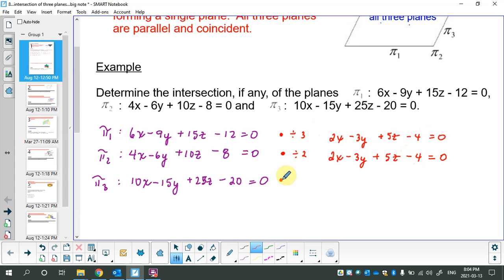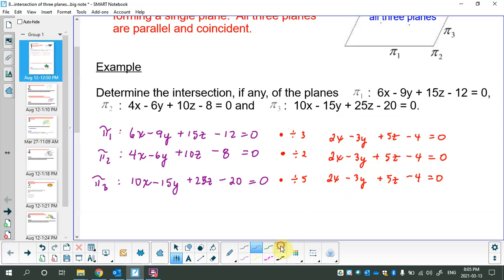And then I'm going to do it again here, because I can, only this time I'll divide by 5. And that will be 10x divided by 5, negative 15y divided by 5, don't fake any math, positive 25z divided by 5, and negative 20 divided by 5. And when they're, air quotes, reduced, they all make the same plane.